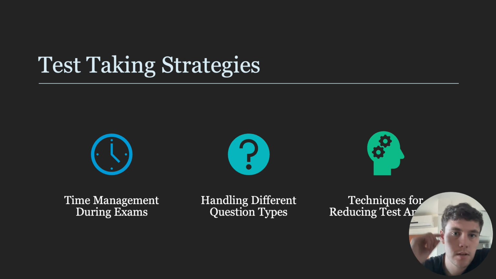So, time management obviously ensures you complete all the questions within the allocated time. It helps allocate appropriate time to each section or question. So the tips are you want to quickly scan the entire exam to understand its structure and question types and how long it is. And then allocate time based on question weight. Spend more time on high value questions and less on shorter, easier ones. Use a timer, use a watch, keep track of time to ensure you're on track.